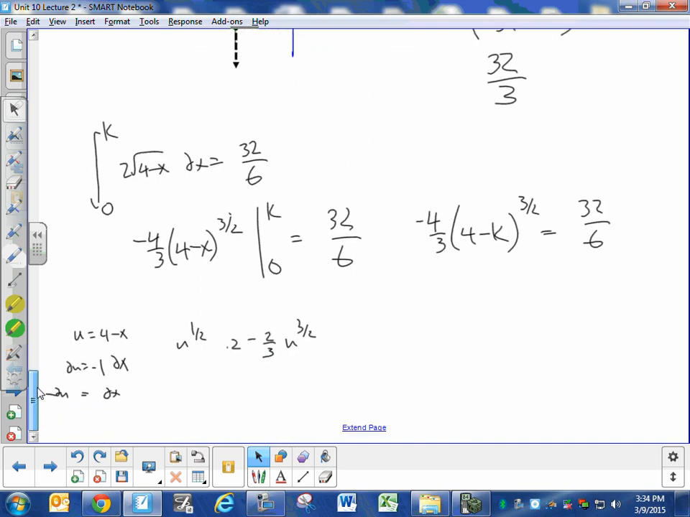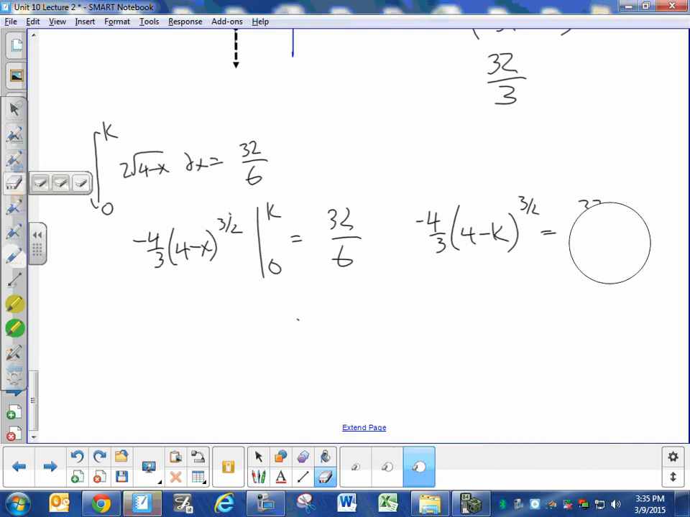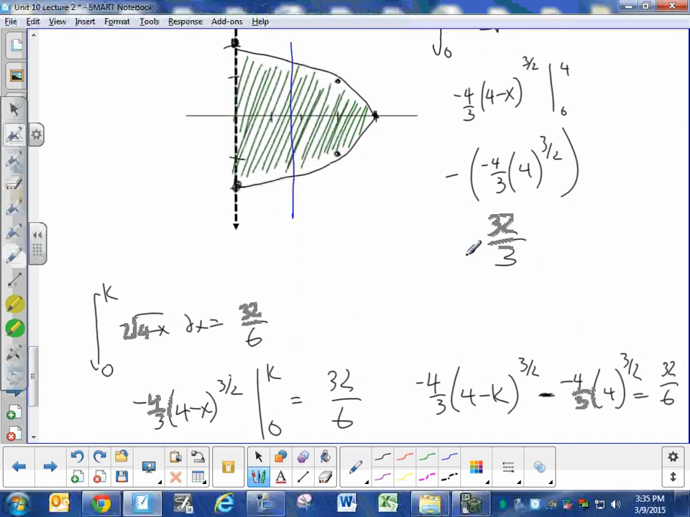Oh, gosh. It's not going to be this with just K plugged in. That's the problem. If I plug in K, I get this. But if I plug in 0, goodness gracious, Mr. Messner, I get minus negative 4/3 times 4 to the 3/2. So that's the whole 32/3. So if I add this 32/3, this would become a negative, and then boom, you'd have it. That's not that bad. I'm just making too many mistakes.